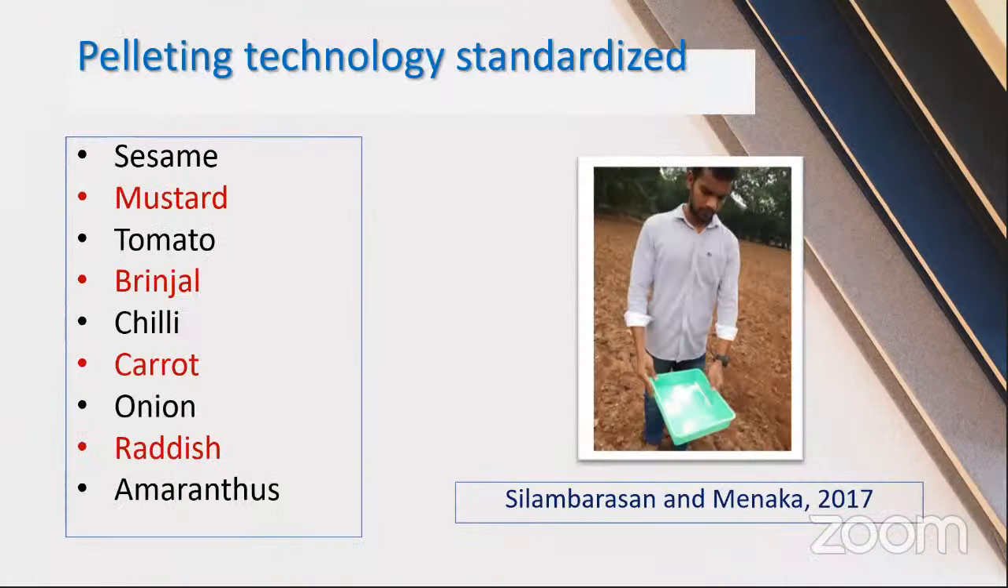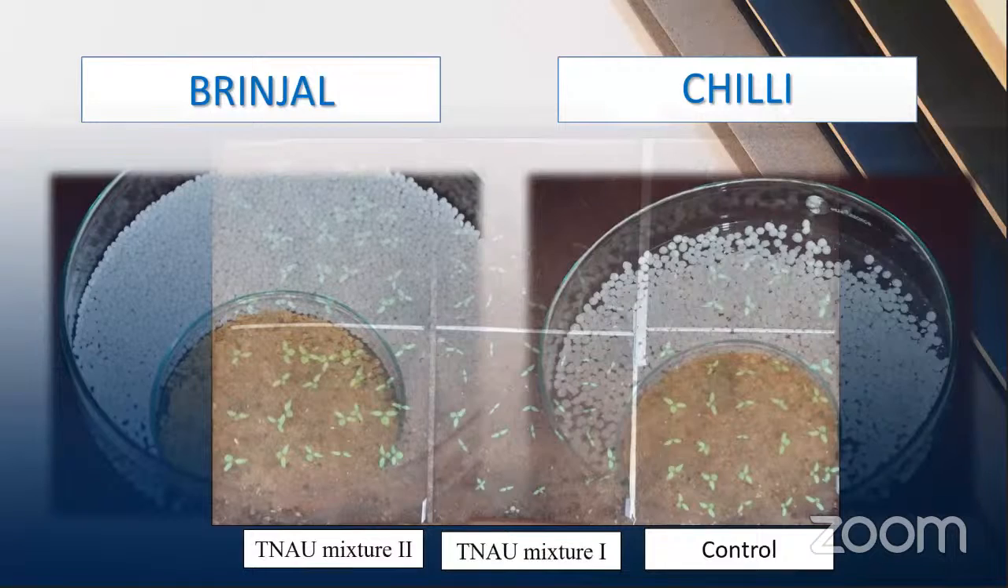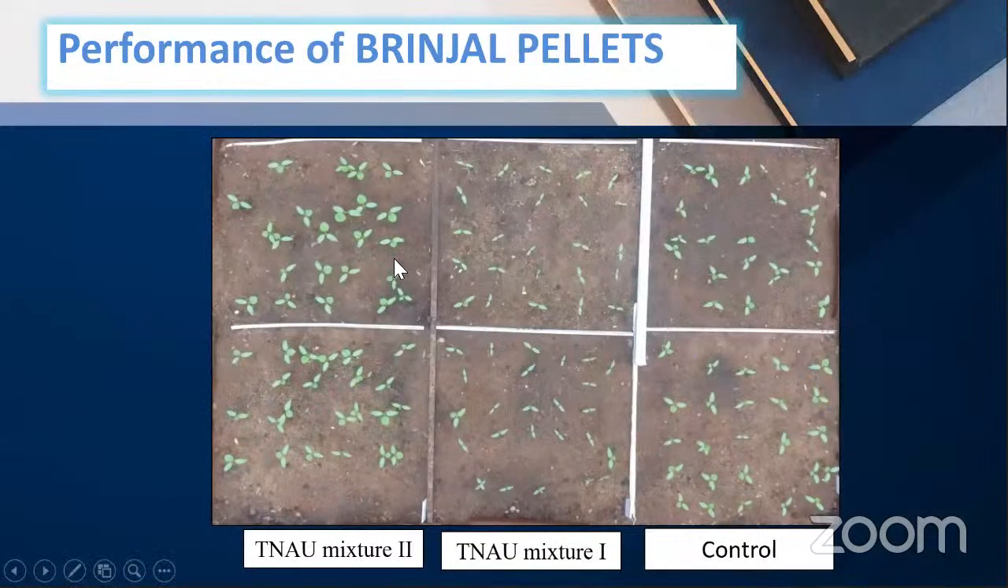Later on, it was followed by a student called Celebration. Originally for JK Seeds, we worked only on mustard, sesame, tomato, brinjal, chili, carrot, onion, radish, amaranthus. Everything was standardized by Celebration and Menaga in 2017. You can see the pellets along with the seeds. The germination is also very good. For brinjal especially, compared to control, there is improved germination and growth.